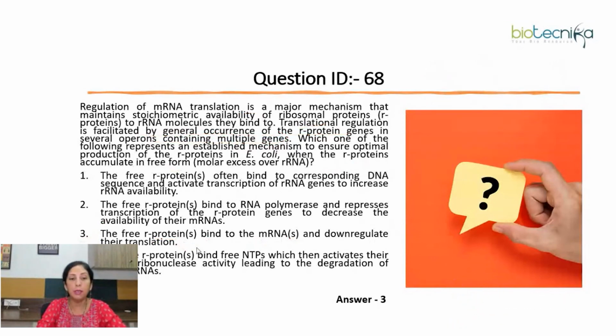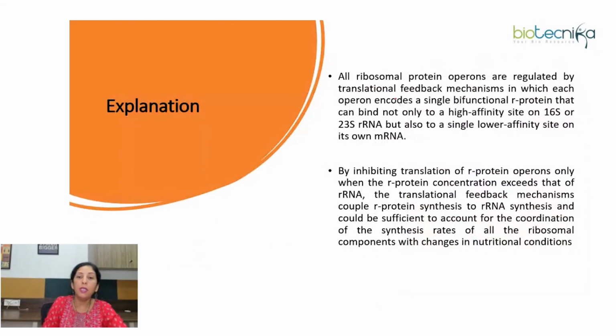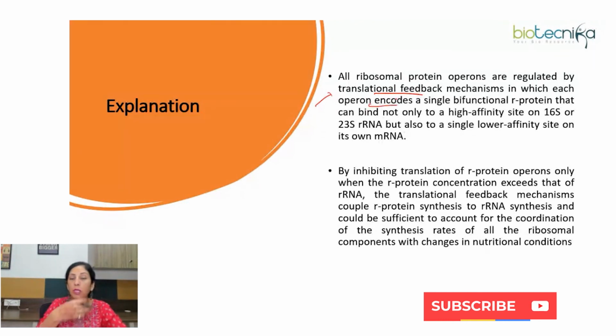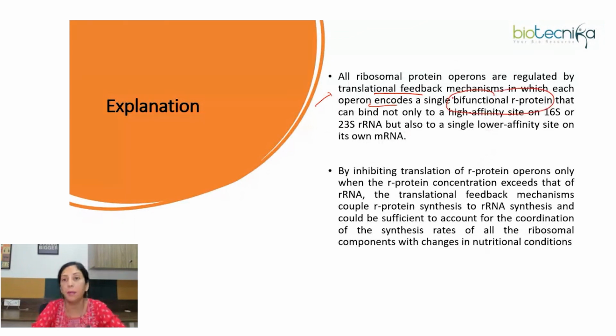Interestingly, these proteins show a translational feedback mechanism. Each operon for these genes encodes a single bifunctional R protein, and this bifunctional R protein can bind not only to a high affinity site on 16S or 23S rRNA. Now, what are 16S and 23S rRNA? They make up the prokaryotic ribosomes. So to them the R protein should bind, and then the ribosomes are formed. These proteins have an affinity towards 16S or 23S rRNA, but also a lower affinity site on their own mRNA from where they are being produced. So when they get in excess, they bind to the mRNA and down regulate their own production. That is why this is known as the translational feedback mechanism.